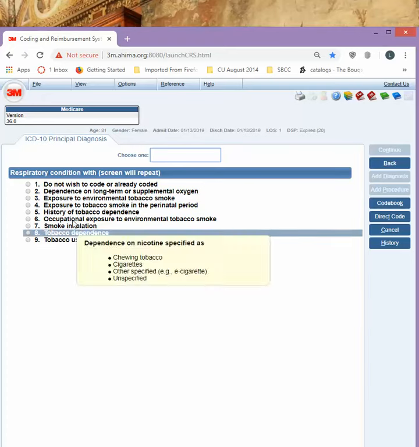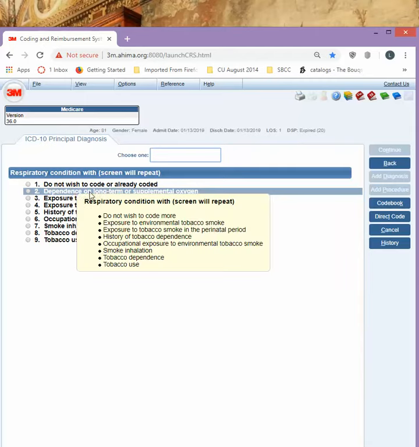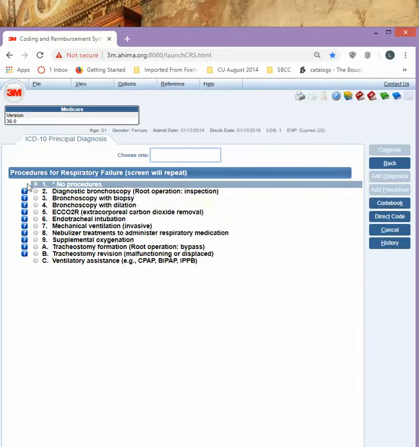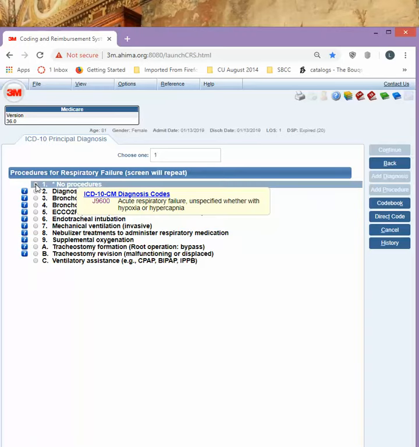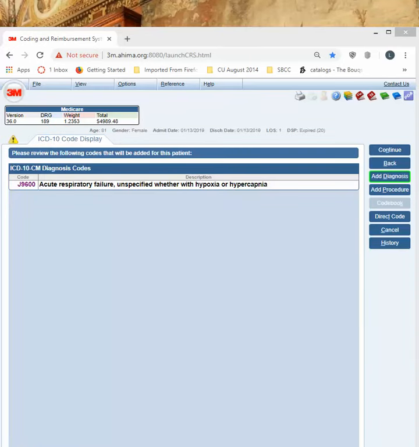We don't have any identification of any of this information. We don't know if the patient was a smoker. We have no information about that, so we're going to choose 1. And this woman did not have any procedure. She had an advanced directive. It made her comfortable, but she did not have any surgical events or any type of diagnostic event, so we're going to choose 1. We are then given the code of J96.00. That is her principal diagnosis, which is acute respiratory failure.